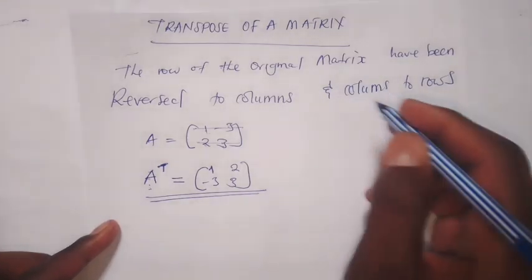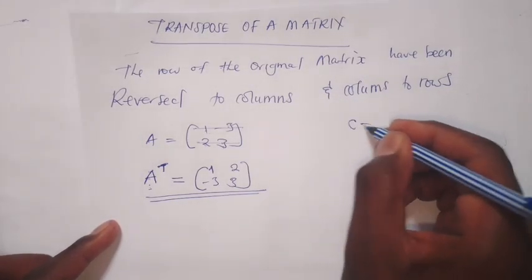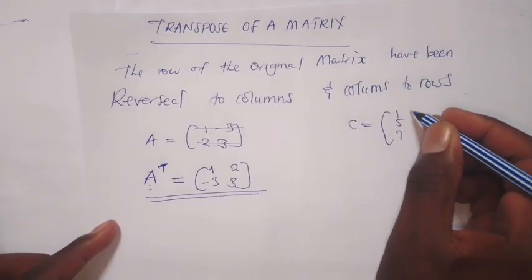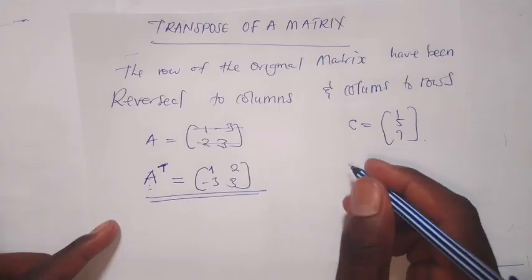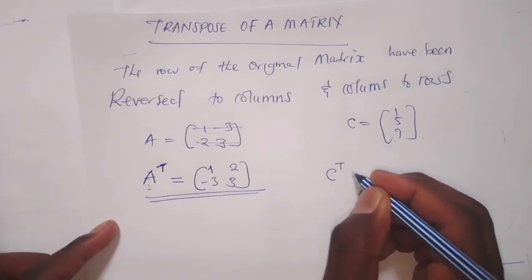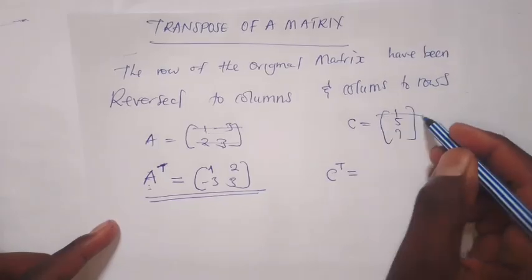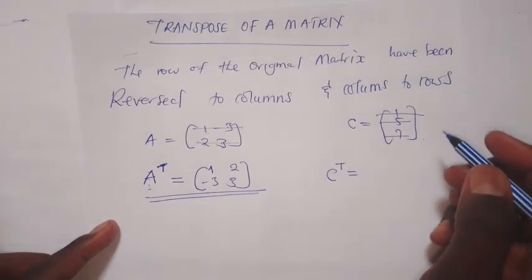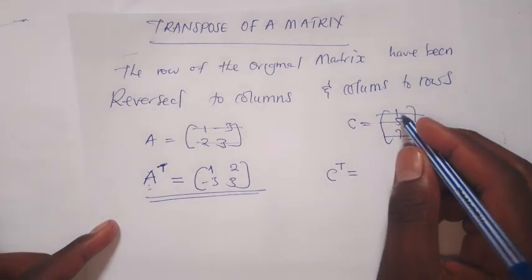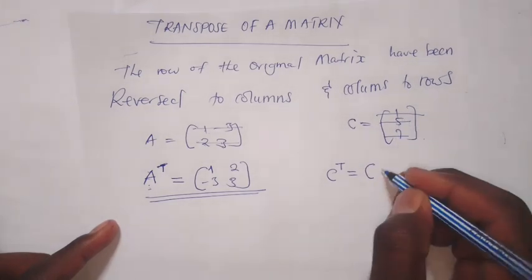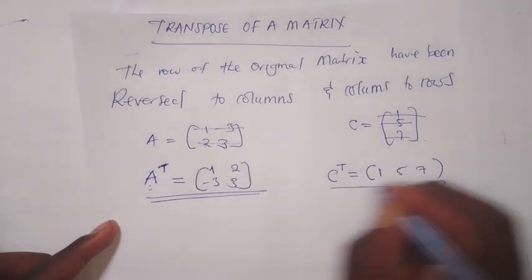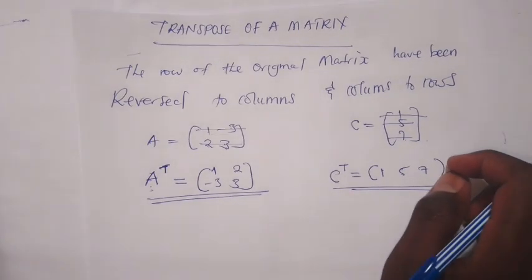Let's say this is our C. We have 1, 5, 7. So when they ask you to find the transpose of matrix C, just write the C and the T on top, then you say these are rows of matrix C, so we are going to make them columns. So we're going to do this: 1, 5, 7. That's all. So this is all about the transpose.